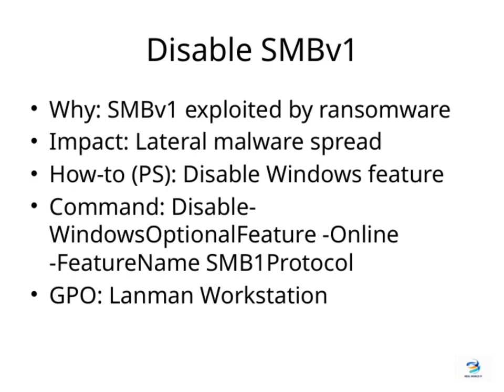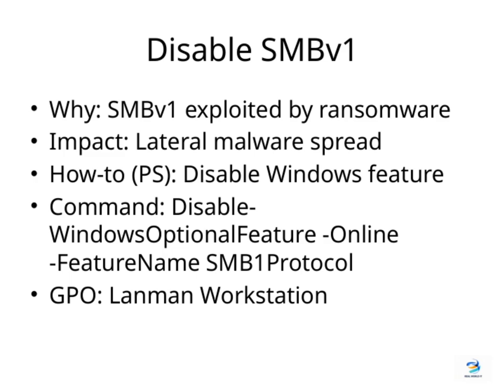So, to mitigate this risk, one effective step is to disable the SMBv1 feature on Windows. You can do this easily with a PowerShell command: Disable-WindowsOptionalFeature -Online -FeatureName SMB1Protocol.